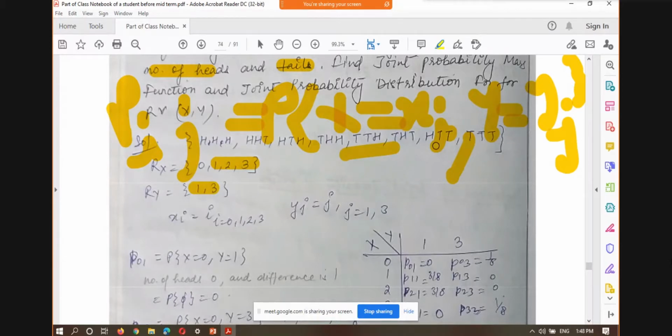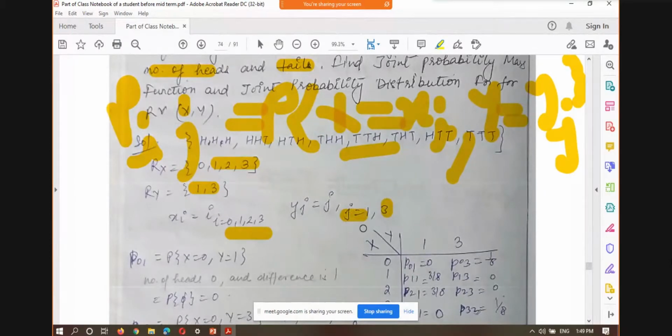Now I define the range of this x. For the case of Rx, xi, for i going over 0, 1, 2, 3, so xi takes the value 0, 1, 2 and 3. And for yj, I am indexing y as 1 and 3.